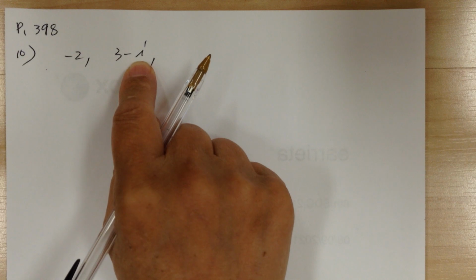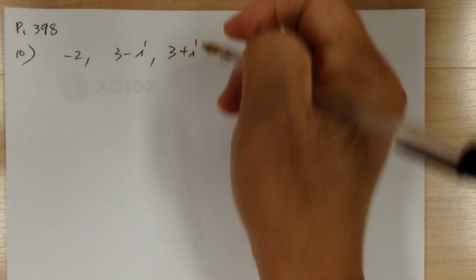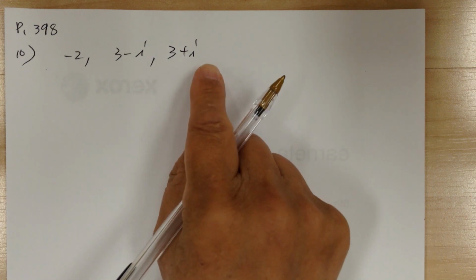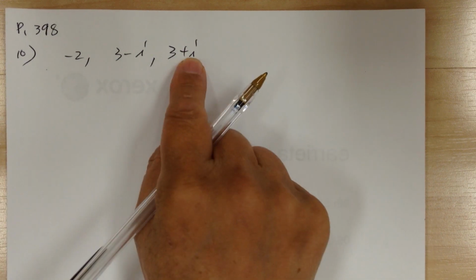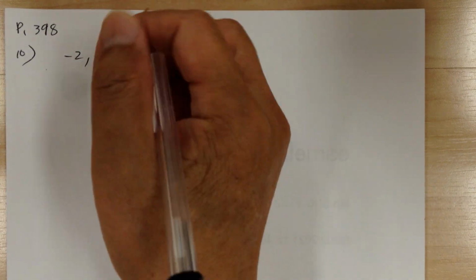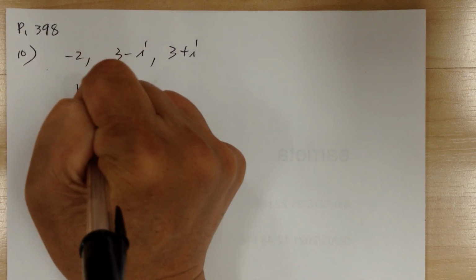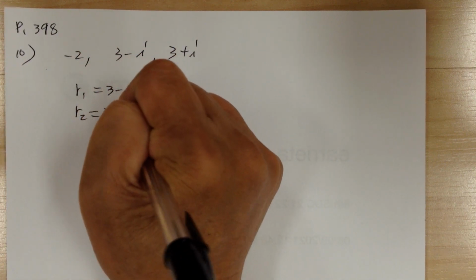Whenever you see i or a square root, you need to get the conjugate. So it'd be 3 plus i. Now we need to work backwards. From the three answers, we need to get the equation. I'm going to use a root equation to get this answer. So R1 equals 3 minus i, R2 equals 3 plus i.